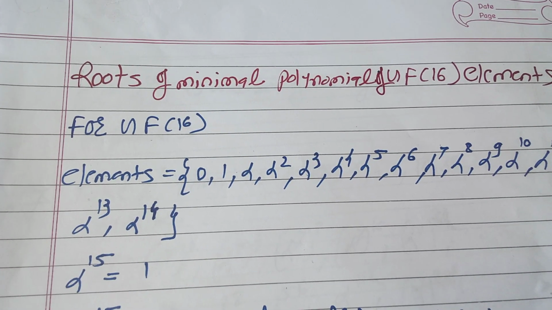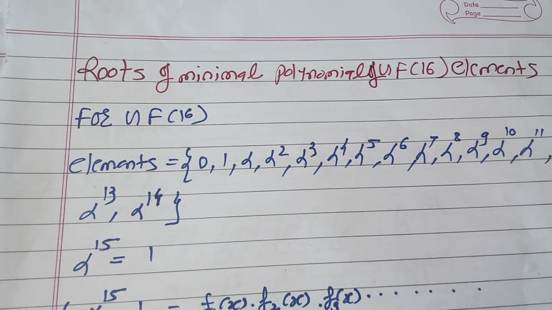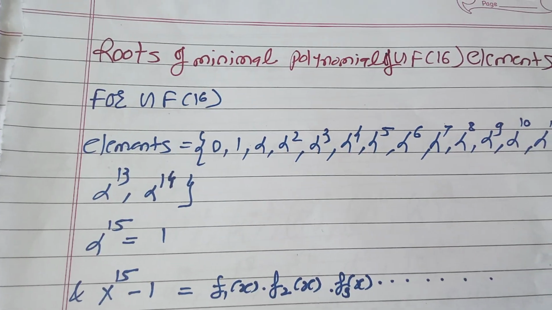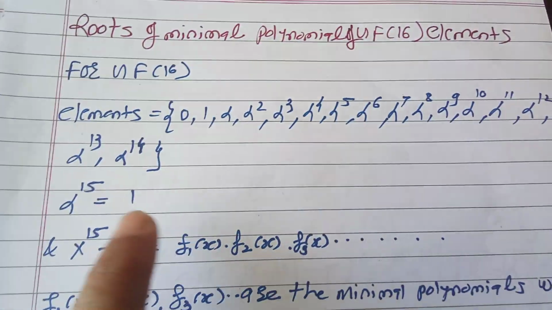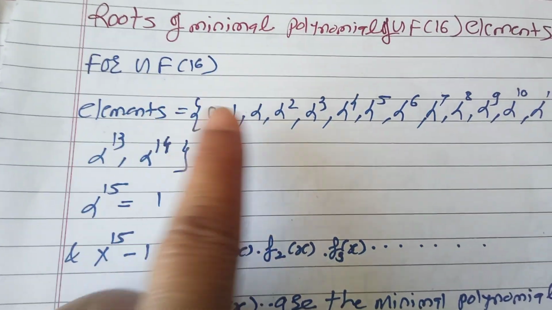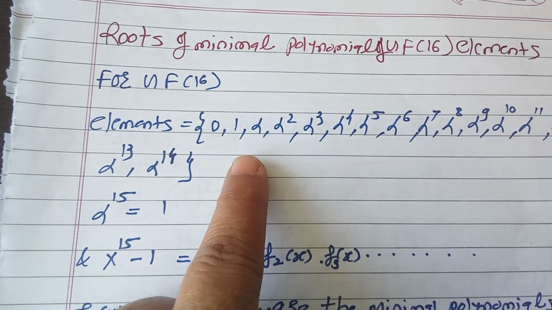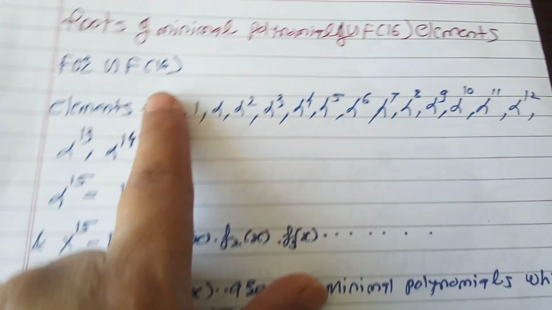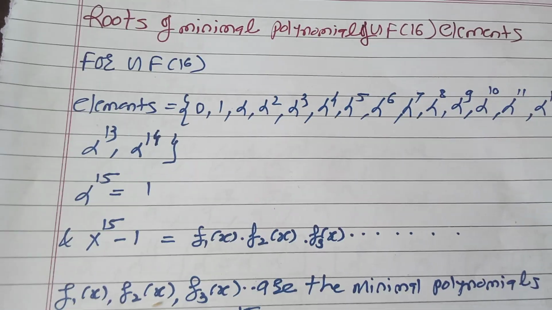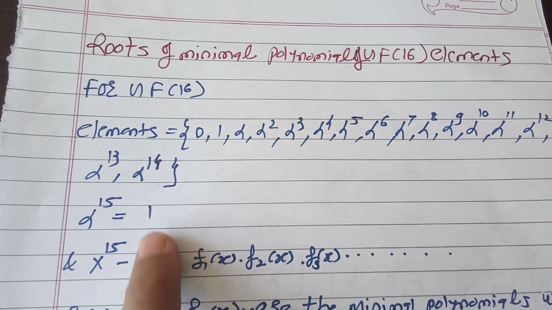Let us find the roots of all minimal polynomials of GF16 elements. So GF16 elements are 0, 1, alpha, alpha square up to alpha raised to 14. So these total are 16. Alpha is a primitive element whose powers represent elements of GF16. So here you have to remember that alpha raised to 15 is equal to 1. This you have to remember.